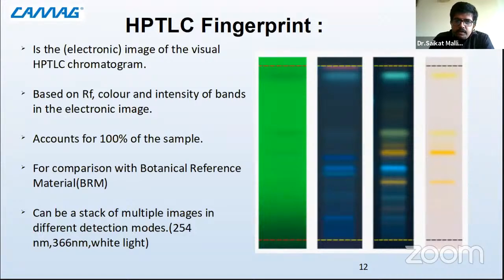So this is an example of different aspects. What three different wavelengths you can see: first is the greenish fluorescence, which is basically at the 254 nm wavelength, in which we document the plant samples. You have the 366, which is the dark light, where a longer UV wavelength of 366 nanometers has been projected onto the plate, and the white light, which has been administered on the stationary phase.